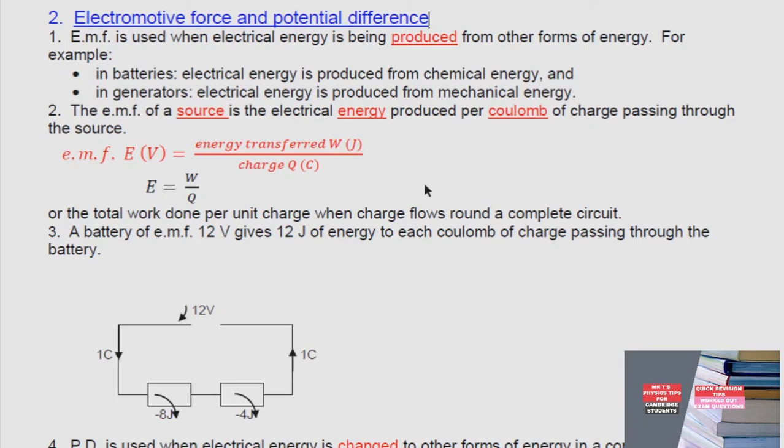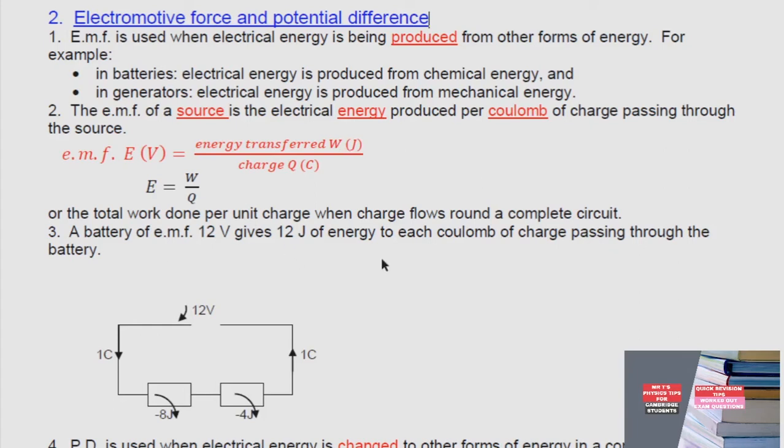Now, EMF is used when electrical energy is being produced from other forms of energy. For example, in batteries, electrical energy is produced from chemical energy. In generators, electrical energy is produced from mechanical energy. The EMF of a source is the electrical energy produced per coulomb of charge passing through the source. EMF is equal to energy transferred over the charge. So E is equal to W over Q.